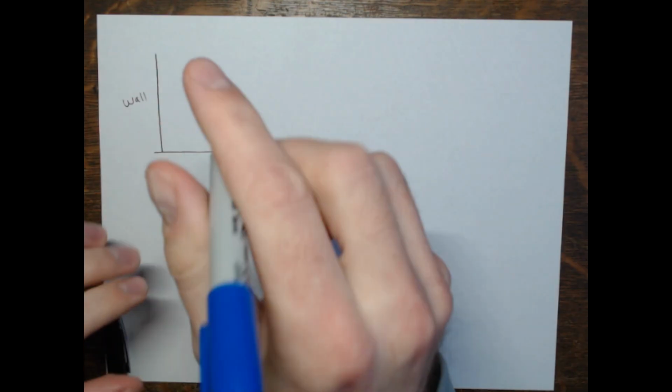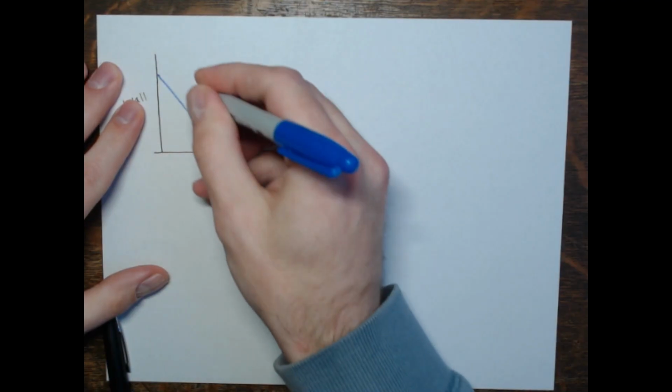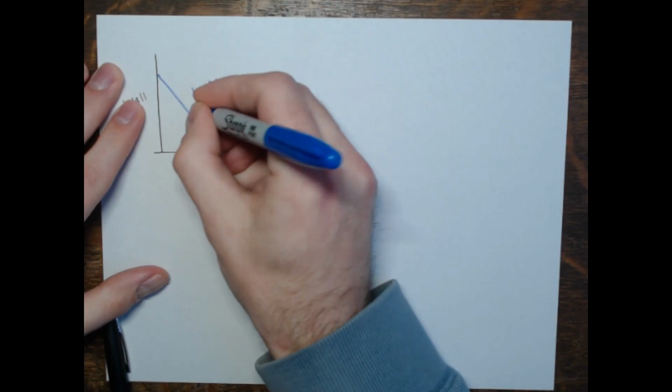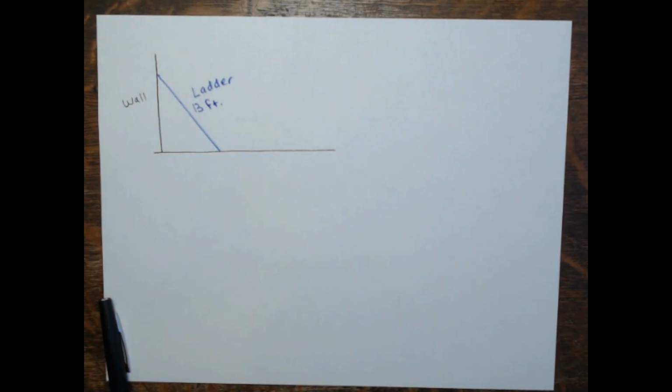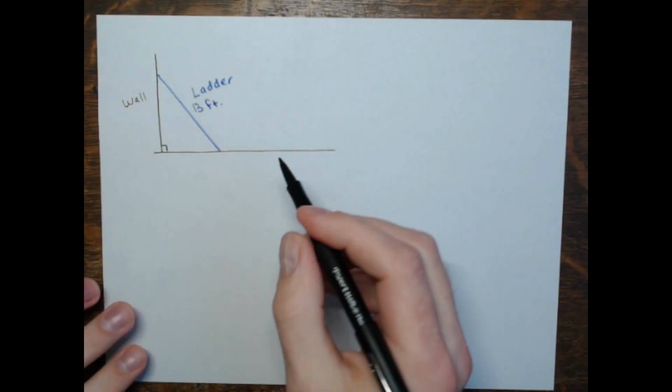And they say this ladder is leaning against the wall. So here's a ladder. And they say the ladder is 13 feet, right? That's never changing. And let's assume this is a 90-degree angle here.